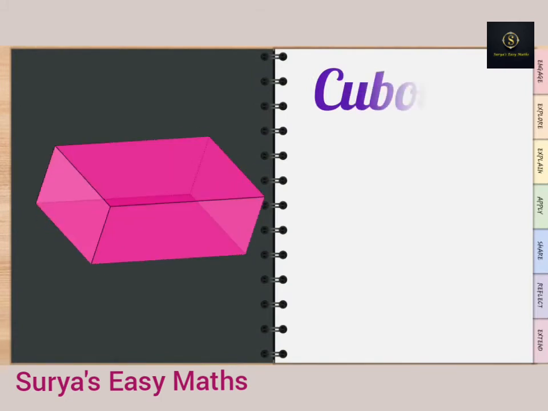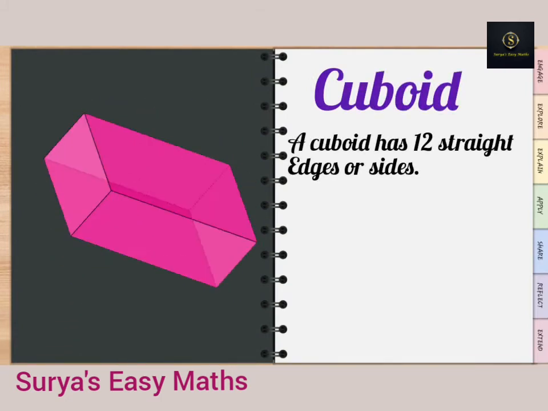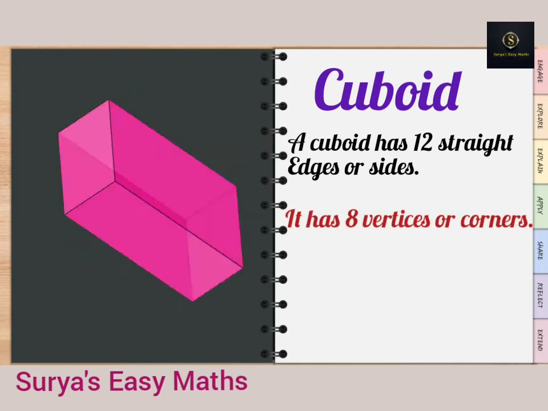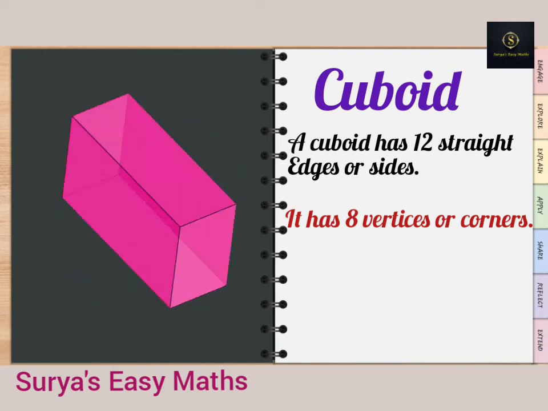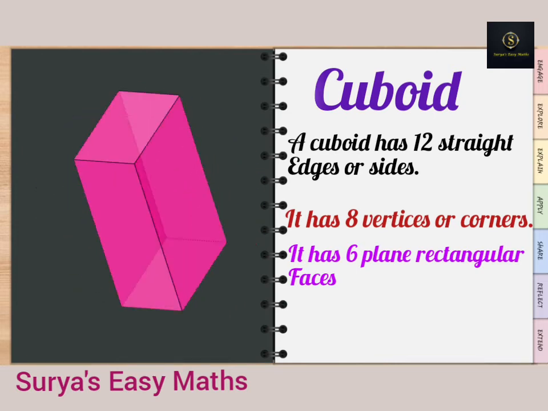So children, we observe that a cuboid has 12 straight edges or sides. It has 8 vertices or corners and it has 6 plain rectangular faces.